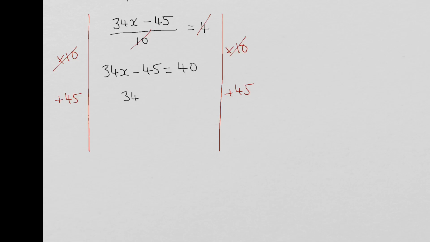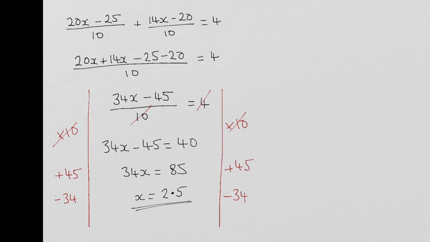So I get 34x is equal to 85. The next step then, I need to divide it by 34 to find out what x is on its own. So dividing it by 34, I get an answer of 2.5. So the value for x in this question is 2.5. You've solved the equation. And that's it. Have a go at the next one, and then I'll pause it and then I'll go through the answer.